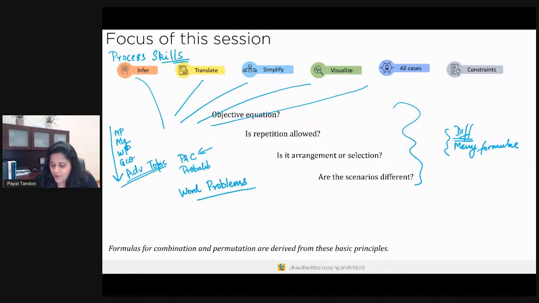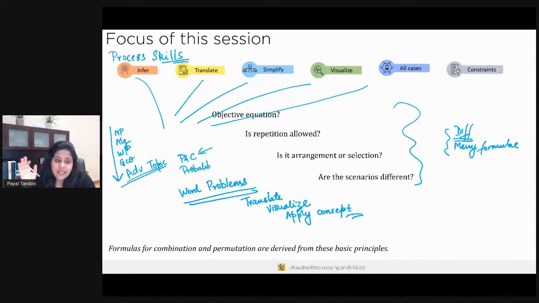Okay, and with word problems, what is the most important thing to do? You need to translate the word problems, you need to visualize the scenario, and then you need to apply the appropriate concept to solve those questions. Okay, that's the exact same thing that we are going to do on permutations and combinations.